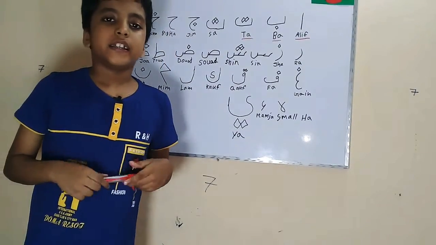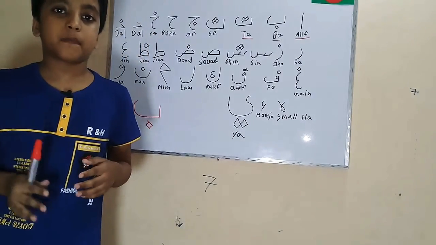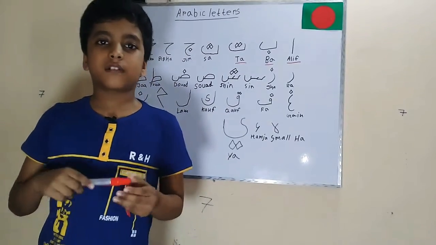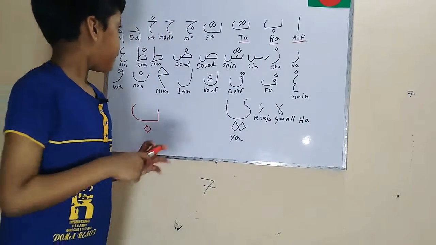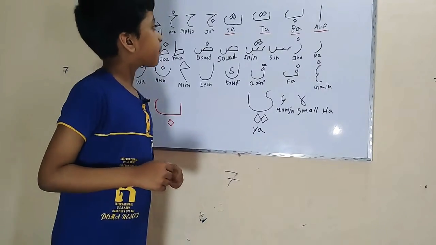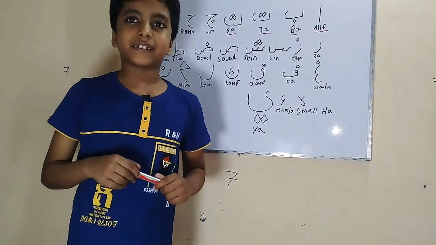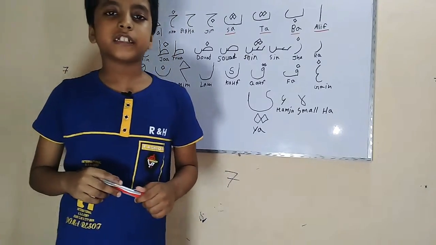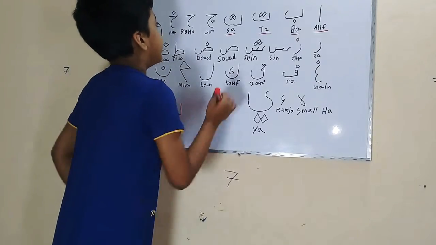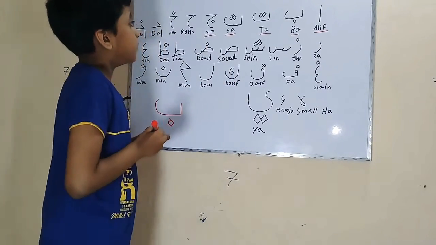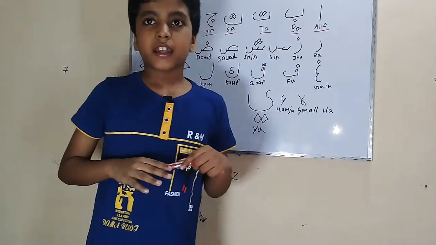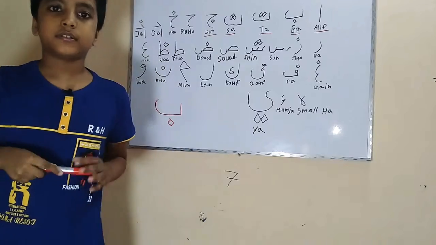Now ta is the third letter of the alphabet, and ta makes the sound ta. Next we have sa. Now sa is the fourth letter of the alphabet, and it makes the sound sa. So next we have jim. Now jim is the fifth letter of the alphabet, and it makes the sound j.